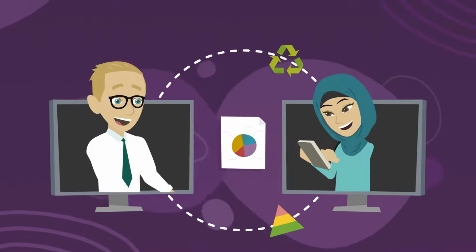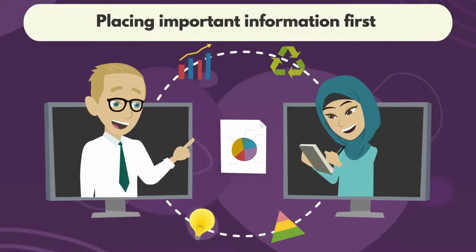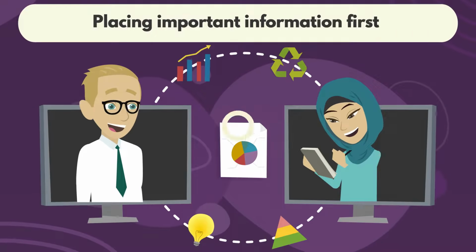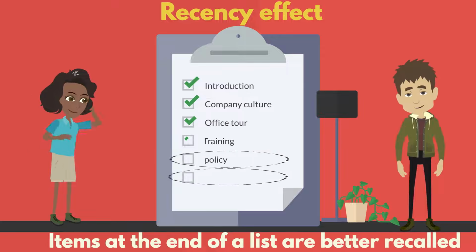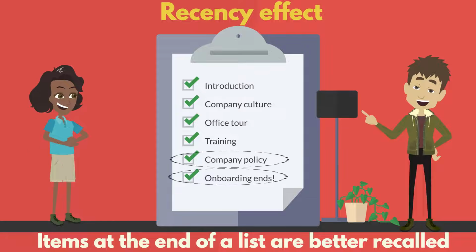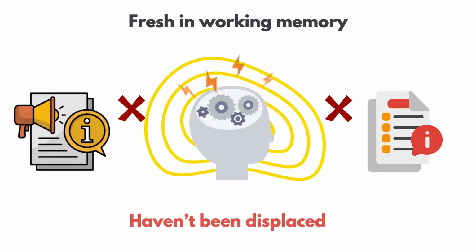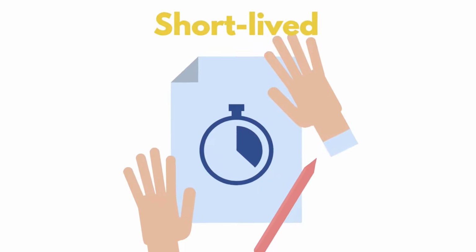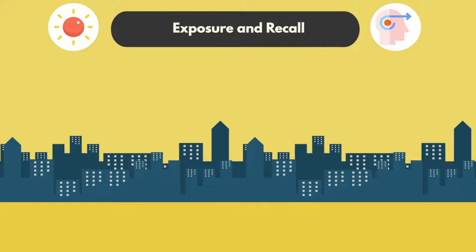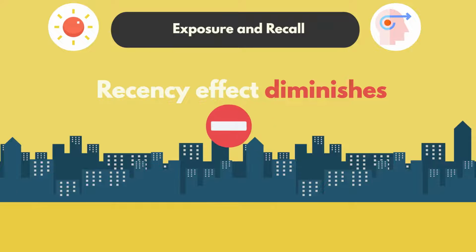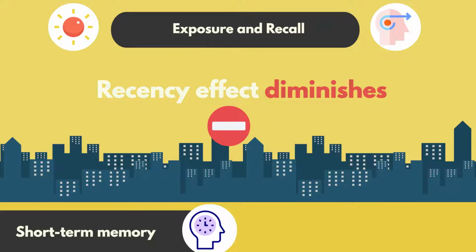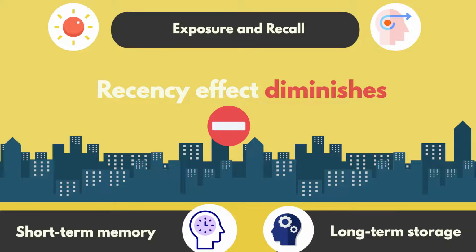In learning or advertising, placing important information first helps ensure it's remembered. The recency effect is when items at the end of a list are better recalled. Since these items are fresh in working memory, they haven't been displaced by other information. However, this effect is often short-lived. If there's a delay between exposure and recall, the recency effect diminishes, showing that these items were retained in short-term memory rather than long-term storage.